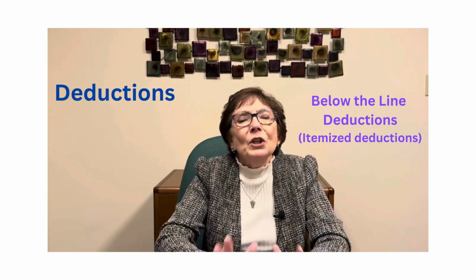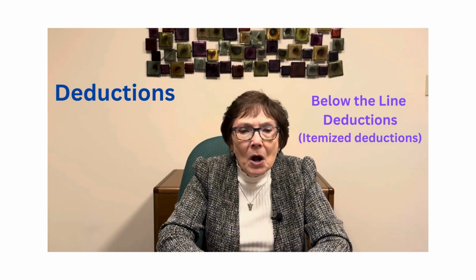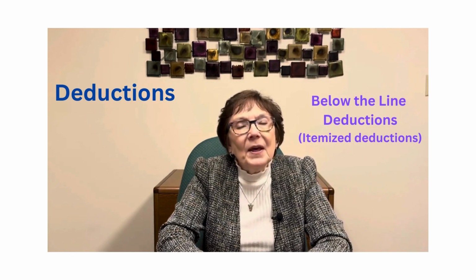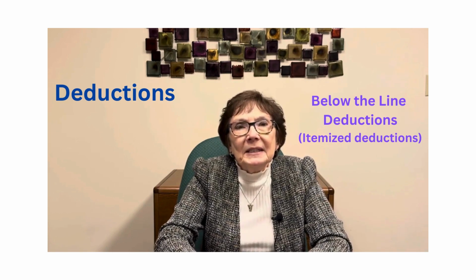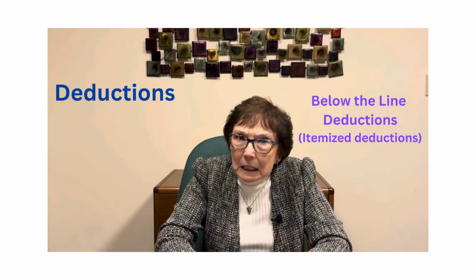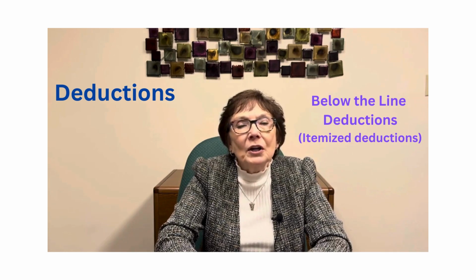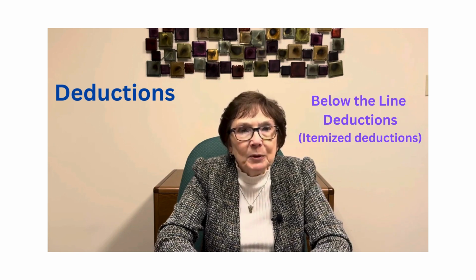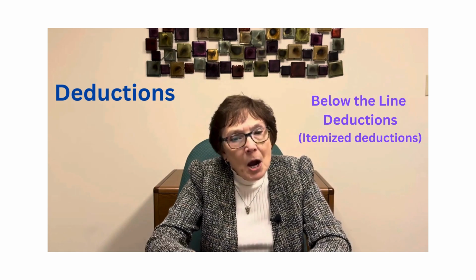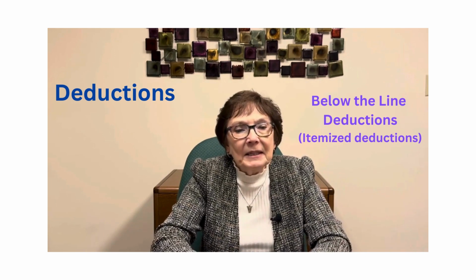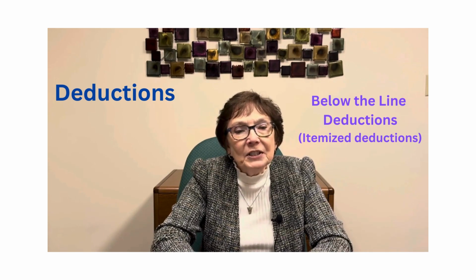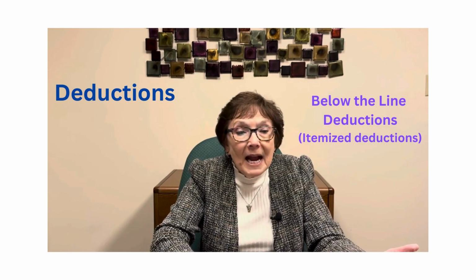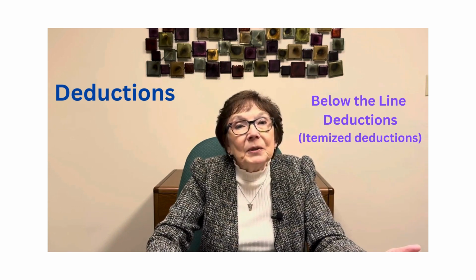Okay, below the line deductions are reported on Schedule A of your 1040 return. They reduce federal taxable income only. They have no effect on your taxable income for state tax purposes. Some very common examples of itemized deductions, below the line deductions, are mortgage interest, state and local taxes, and charitable donations.